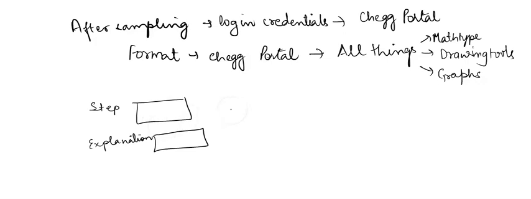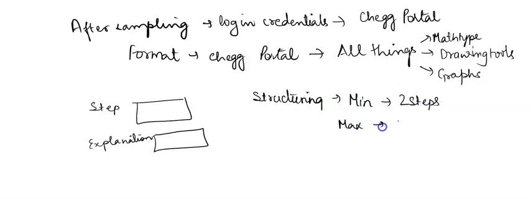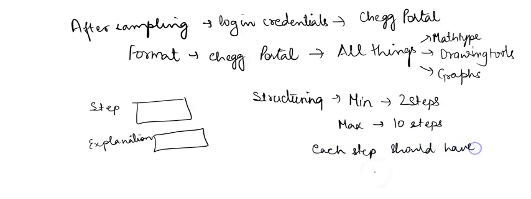Got it? In the Chegg platform or in your structuring or restructuring project, the minimum number of steps is 2 and the maximum number of steps is 10. Each step should have a maximum of 10 to 12 lines, so that your step should not be crowded.